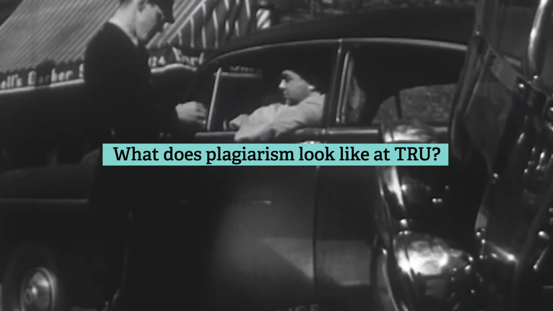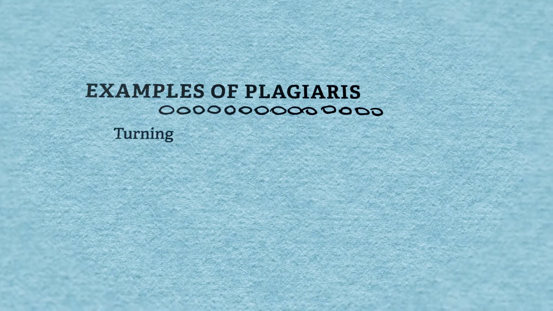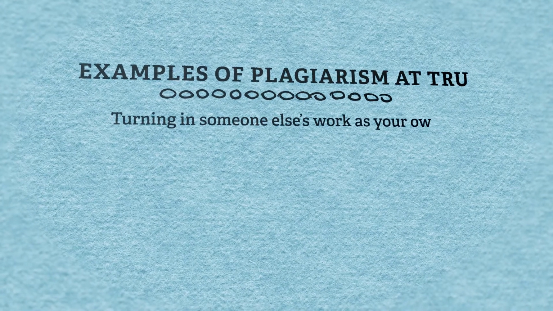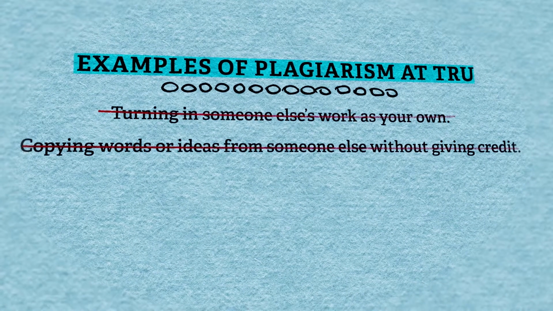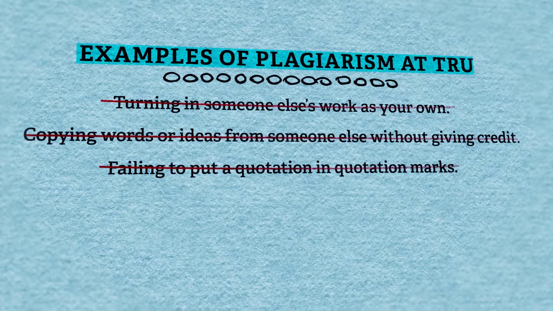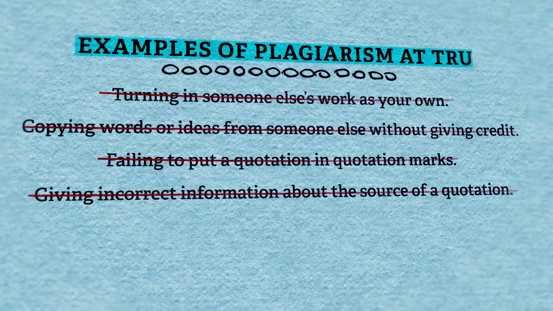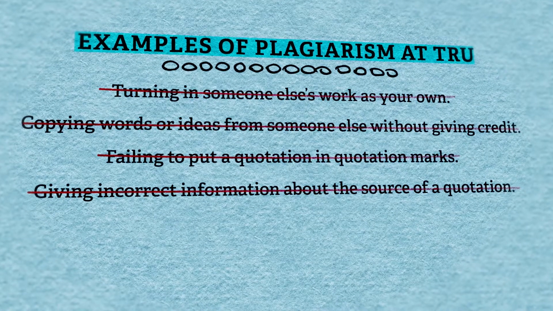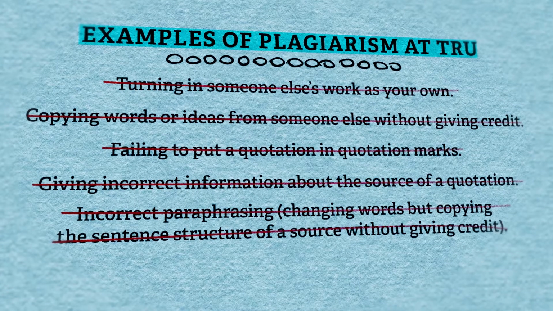So in order to really contextualize the information, I'm going to talk about some examples of what plagiarism looks like at Thompson Rivers University. We're going to start with the most obvious to the least obvious. Turning in your friend's paper, that's obviously plagiarism. Copying words or ideas from someone else and not giving credit. If you forget to put quotation marks around a quotation, giving incorrect information about the source of a quotation is also plagiarism.